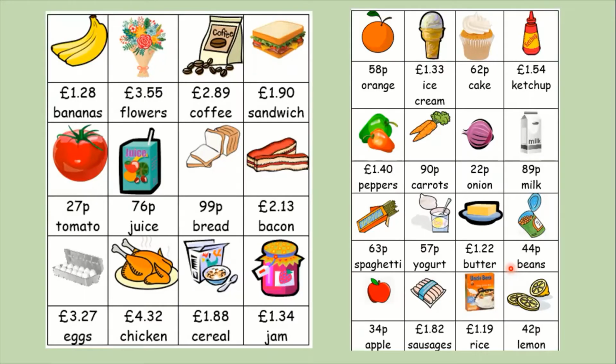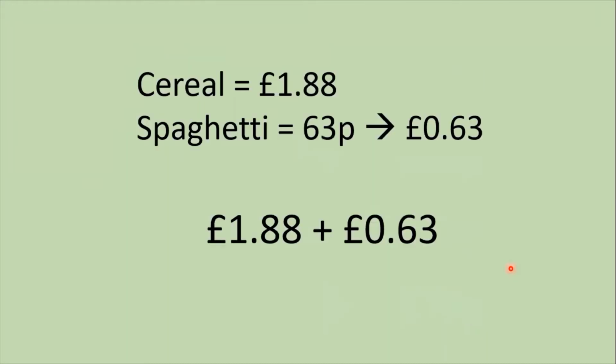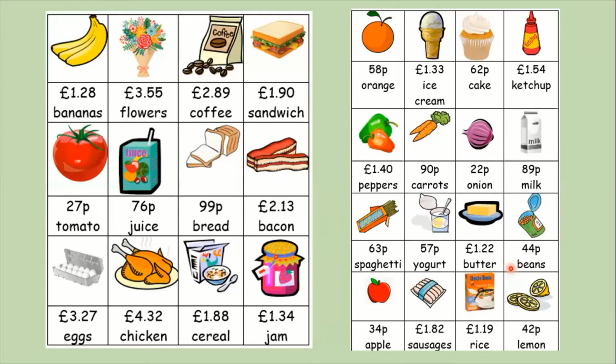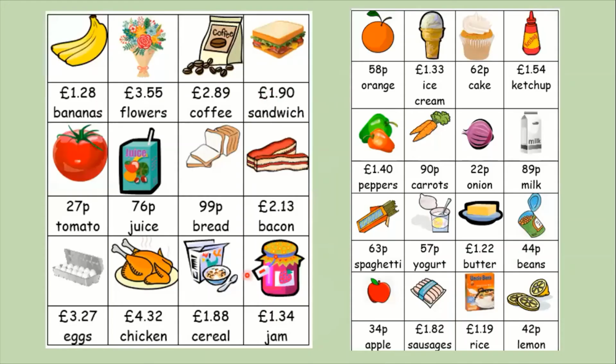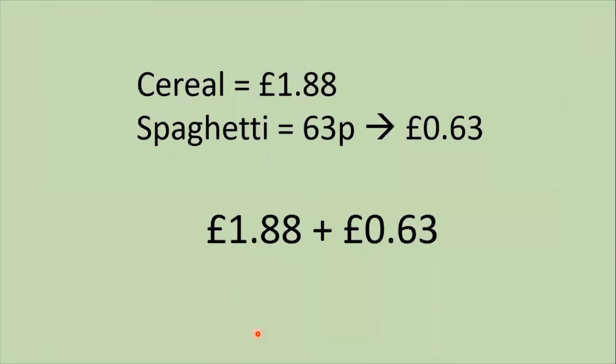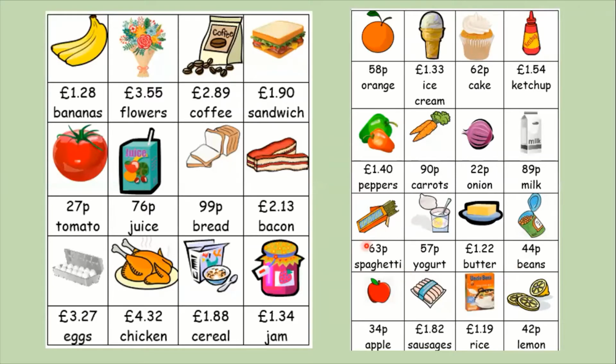Now then, on here, I think we need to do a little bit of shopping to get started, to have a little practice before we do our teacher's shopping. So I want then some cereal and some spaghetti. So I need to do £1.88. That's how much the cereal is, and the spaghetti is 63p.